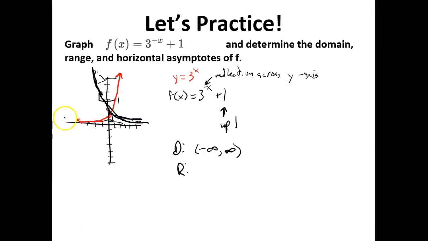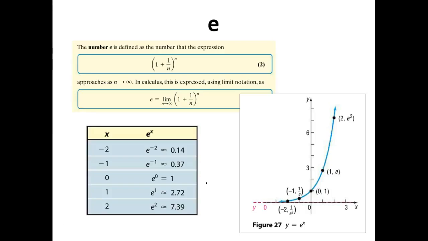There was originally a horizontal asymptote at y equals 0, but now it's going to be up 1, so it's going to be y equals 1. It's going to be the horizontal asymptote. The range never actually crosses that horizontal asymptote, so the range is going to be from 1 up to infinity, and the horizontal asymptote is y equals 1.